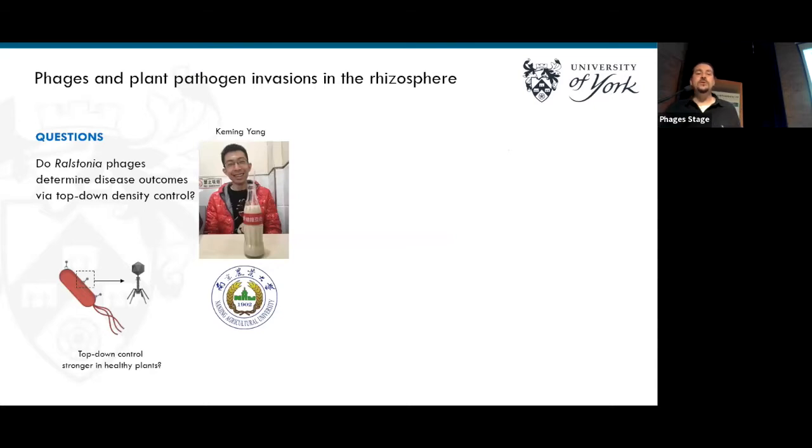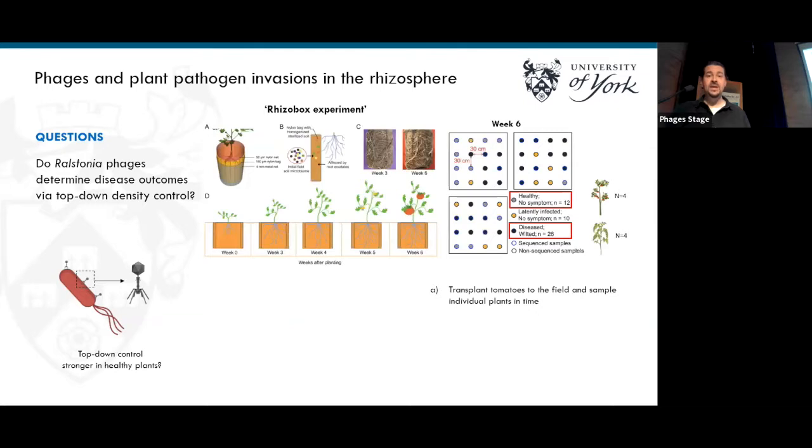I'm going to start with the ecological questions of top-down density control, and this is work by a Chinese PhD student coming out of Nanjing Agricultural University. It stems from one big experiment they did a few years ago. The idea was that we don't necessarily know which of the plants in the field get infected or not. We only know once the infection has set in.